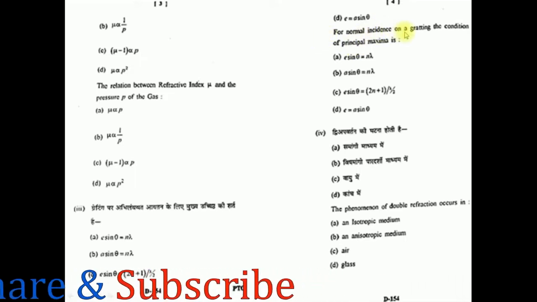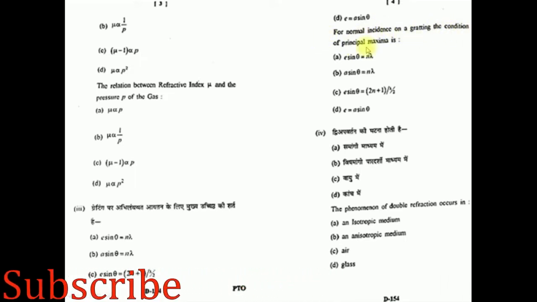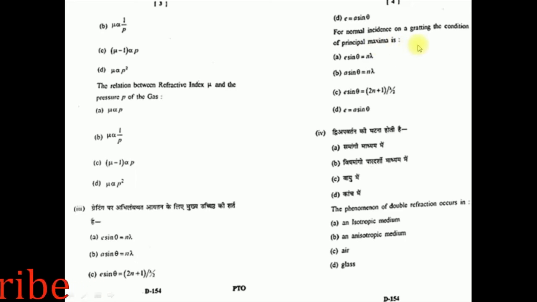For normal incidence on a grating, the condition of principal maxima is: first option, E sin theta equals n lambda. Second option, A sin theta equals n lambda. Third option, E sin theta equals (2n plus 1) lambda by 2. And the fourth option is E equals A sin theta. So you have to select the correct option and write it in your answer copy. Let us move to the next question.